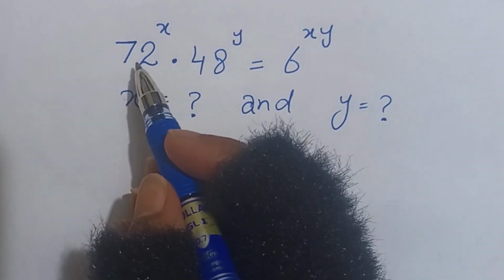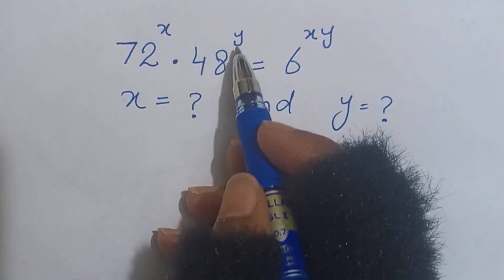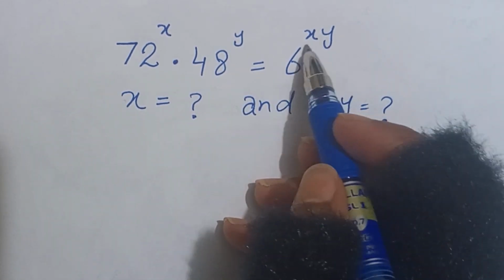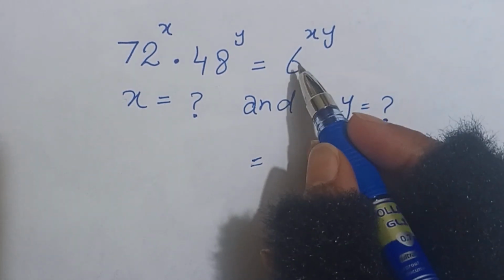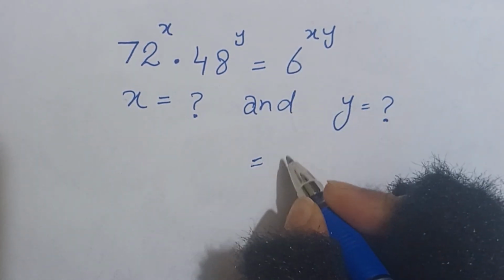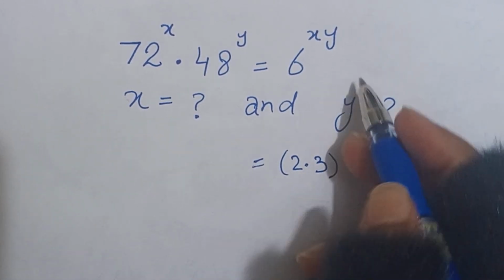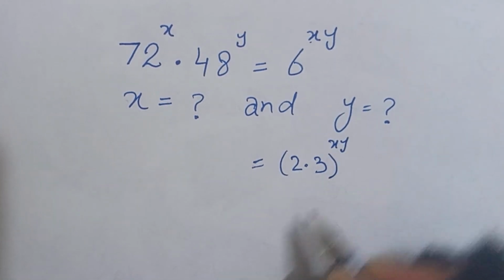In this video we find the value of x and y. Our question is: 72 raised to the power x multiplied by 48 raised to the power y is equal to 6 raised to the power xy. Notice that on the right hand side the base is 6, so we can write 6 as 2 multiplied by 3. It's also equal to (2 × 3) raised to the power of the product xy.